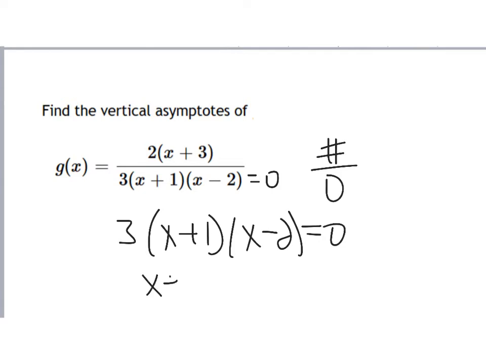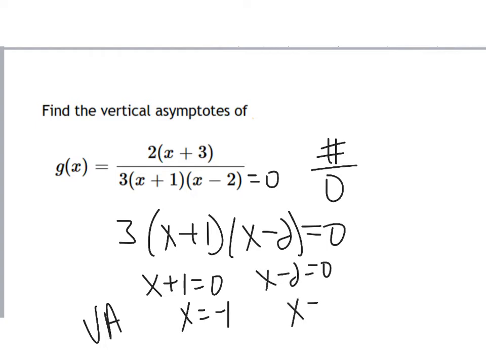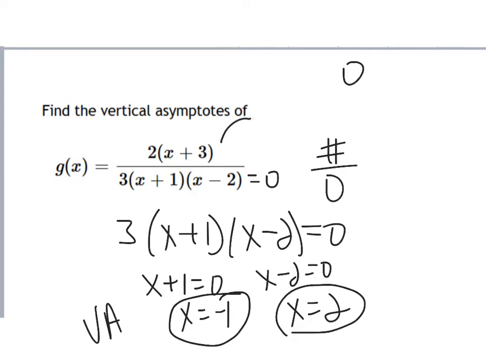What we're really interested in is, where does x plus 1 equal 0? Well, that happens at -1. So that's a vertical asymptote. The function's not defined there. And x minus 2 equals 0 when x equals 2, so that's another vertical asymptote. Those are the two vertical asymptotes for this rational function. The numerator doesn't matter for that, because 0 divided by a number is just going to be 0.